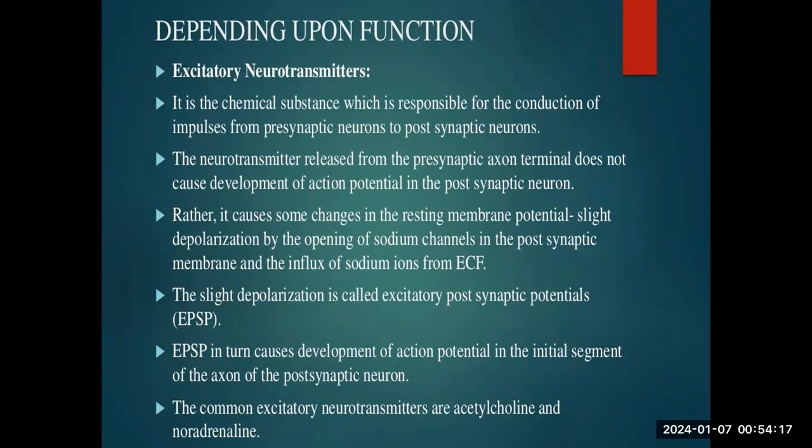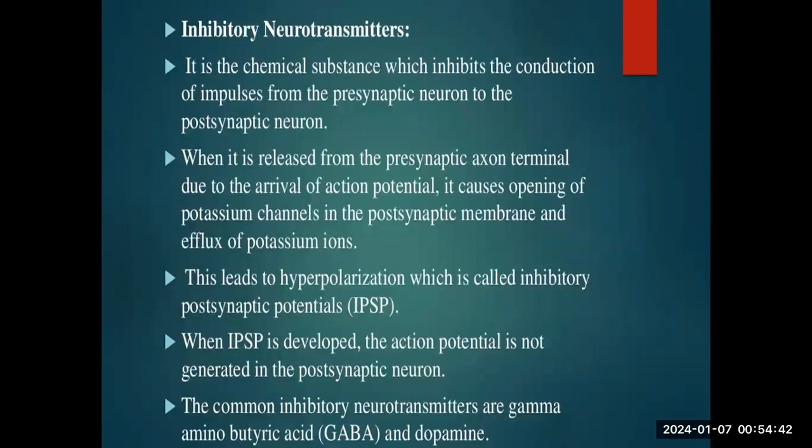The slight depolarization is called excitatory postsynaptic potential. Excitatory postsynaptic potential, in turn, causes development of an action potential in the initial segment of the axon of the postsynaptic neuron. The common excitatory neurotransmitters are acetylcholine and noradrenaline.